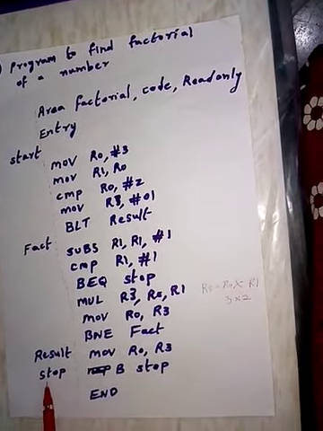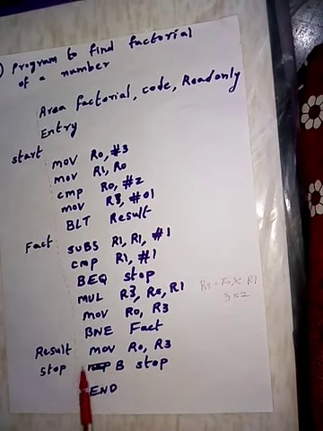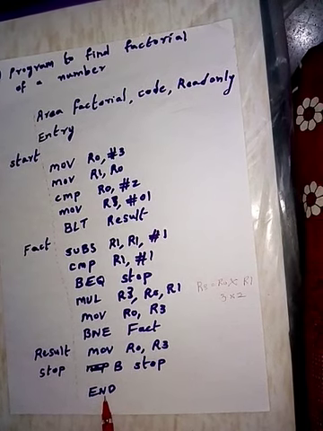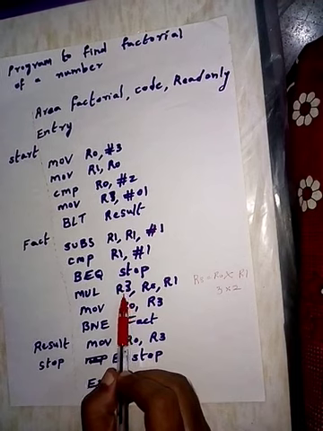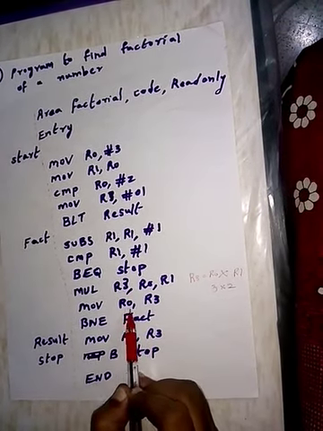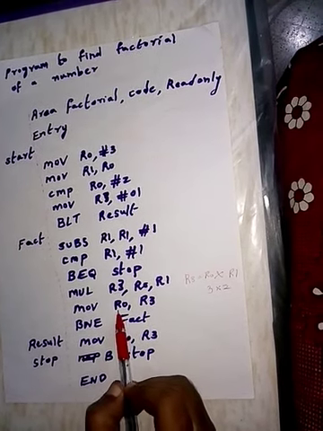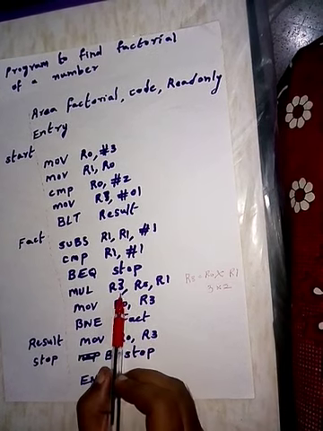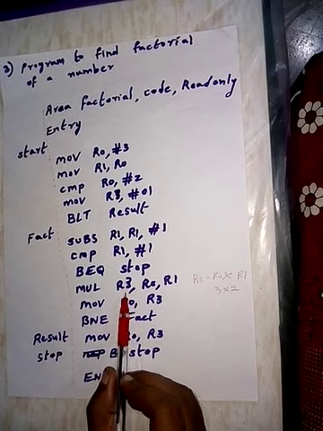STOP means the label is here. B STOP means branch to STOP. It goes on for an infinite number of times, that is the end of the program. That means 3 twos are 6, so 3 factorial we got as 6, here in R3, and finally we have moved that R3 value to R0 also. So we got the final answer in register R0. Getting? Otherwise, see here, the result will be in R3 also and R0 also. In both places it will be there.